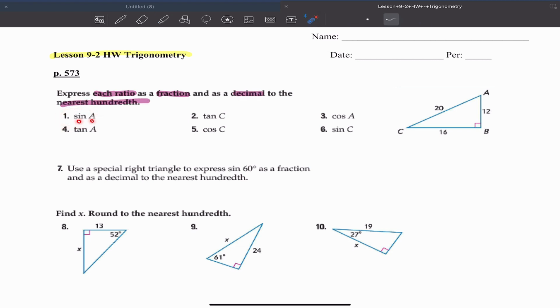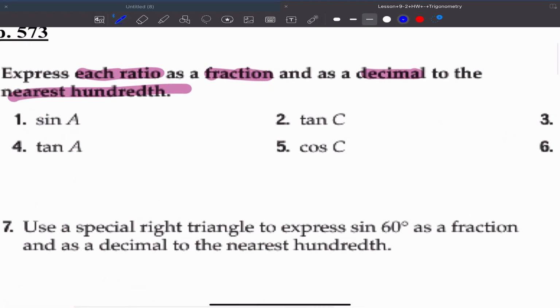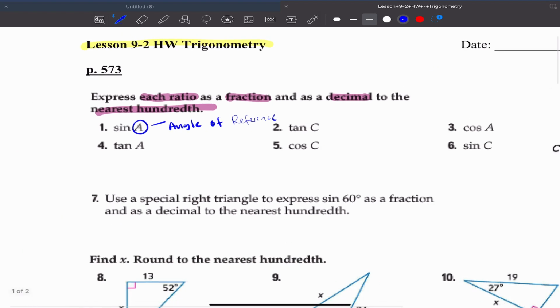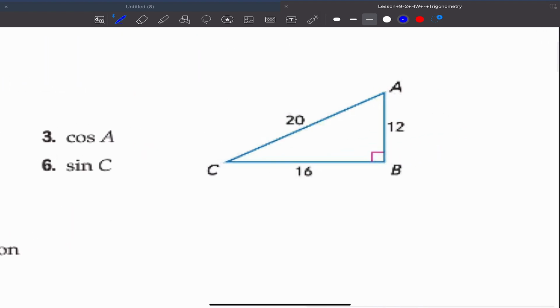It says sine of A. So you know for sure, if I look at A over here, this is what we call the angle of reference. So that is the angle of reference. So if I look at my figure, where's A? A is right here. So let's label the figure.